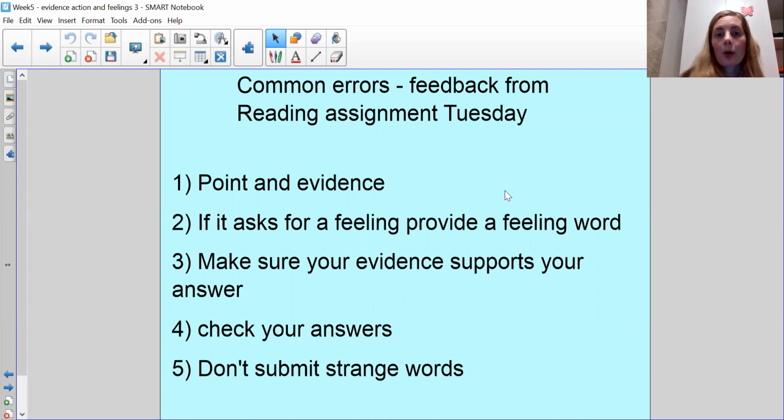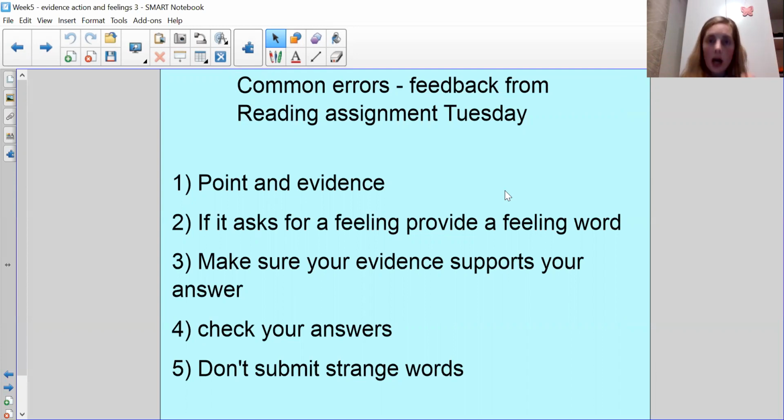Make sure your evidence supports your answer, okay, so that you're not just writing random words, that what you have written actually supports the answer that you have provided. Okay, so the two have to match up. You can't just, again, write random words from the text. The actual evidence needs to come out of the text, but it also needs to support your answer. Go over and check your answers, okay?